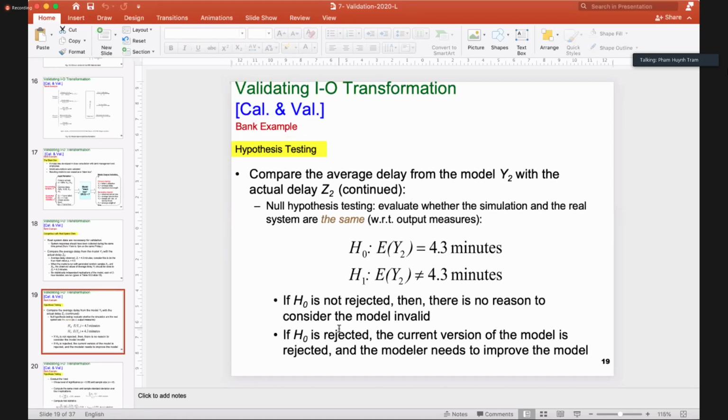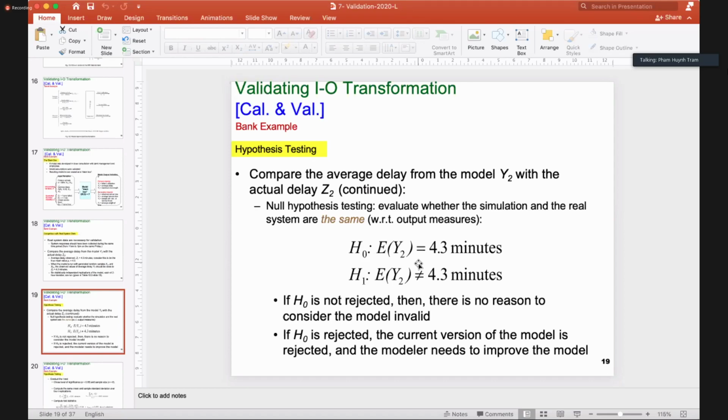So this is our hypothesis. Our null hypothesis concerns the output. Let's say we are looking at the average delay. From our simulation model, we get the average delay. And let's say we go to the real system and measure the delay, and we get 4.3 minutes. And from our simulation model, let's say we got 4 minutes. So we wonder whether 4 minutes from the simulation is the same as 4.3 minutes in the real bank or not. Last time I raised that question.